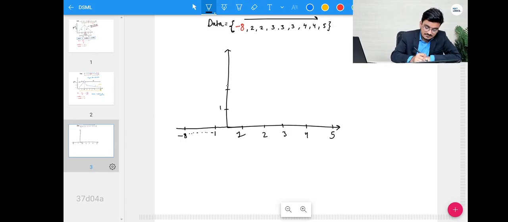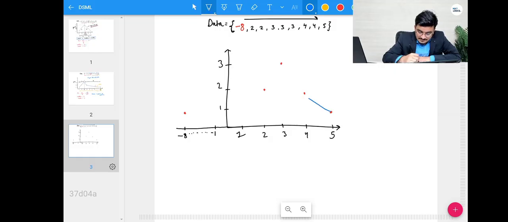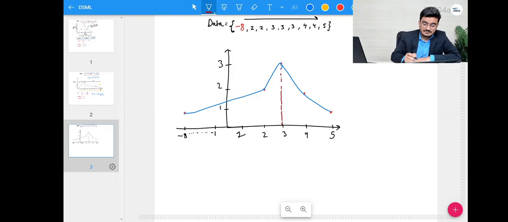So 1, 2, and 3. So -8 is repeated once, it will come here. 2 is repeated twice, it will come here. 3 is repeated 3 times, it will come here. 4 is repeated twice, and 5 is repeated once. So let's connect these dots as well. It will look something like this. Now if I look at my distribution, and let's say I dropped a line from the top, which looks like this, I can see that the tail of my data distribution is on the left side. So this will be left skewed data.